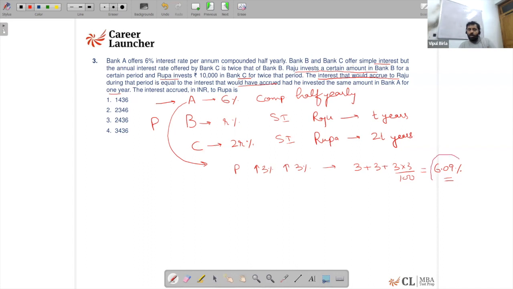So that means had Raju invested his entire sum in Bank A, he would have got the same amount of interest at the end of 1 year, the same amount that he's getting by investing the money in Bank B at a rate of R% for T years. So therefore, what I can say is nothing but rate of interest into time period for 1 year, that is as good as 6.09% for Raju. Right. Okay.